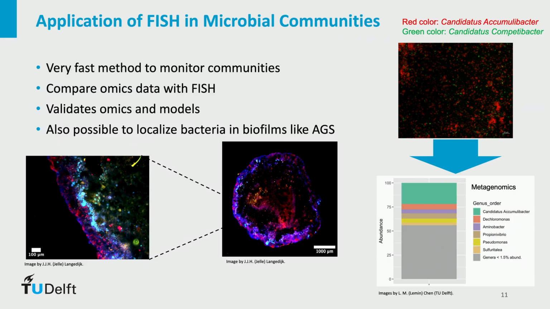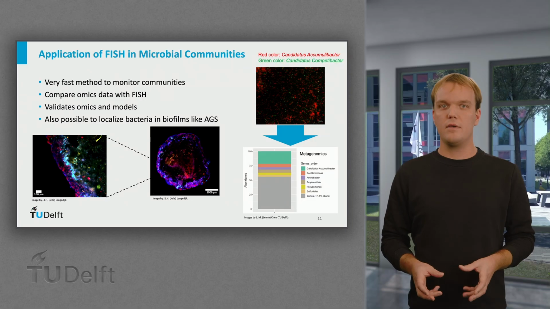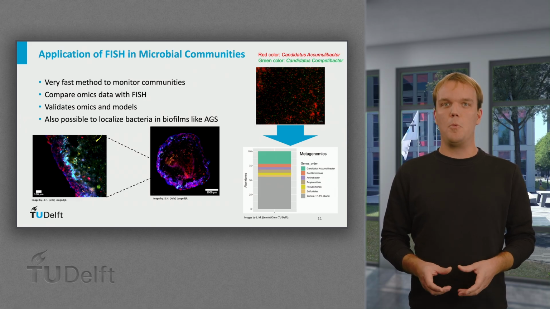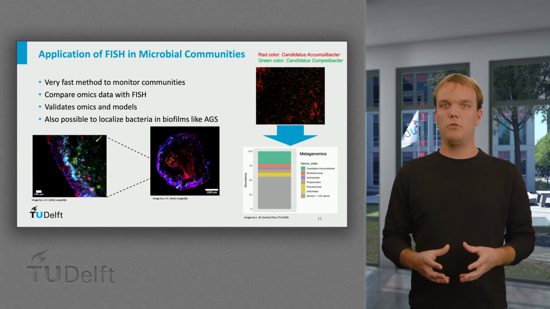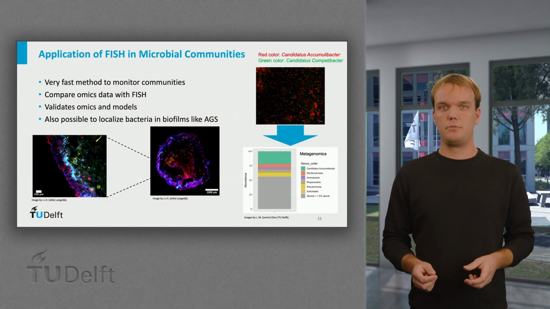One of the key applications of FISH is the validation of other analytical techniques, such as omics. As shown on the right, omics data predicted that only 25% of the community consisted of Accumulibacter, while FISH revealed that most of the cells were actually Accumulibacter. Therefore, FISH is a powerful tool to validate omic results.